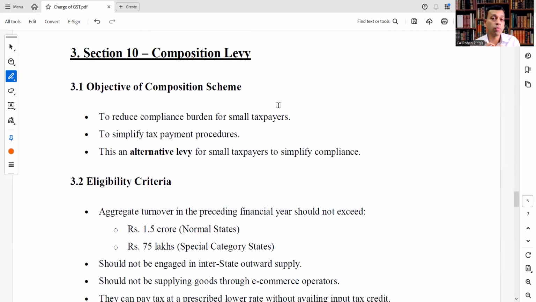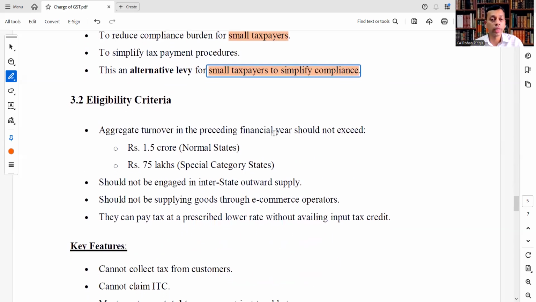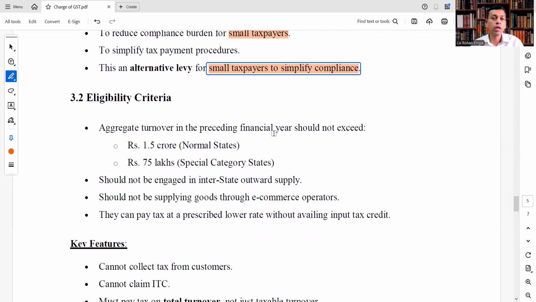Objective of composition scheme. What are the objectives of composition scheme? To reduce compliance burden for small taxpayers, to simplify tax payment procedures. This is an alternative levy for small taxpayers to simplify compliance. Means the important objective is to reduce the compliance burden for the small taxpayers. Okay. Let's see what is the eligibility criteria for them under composition scheme.